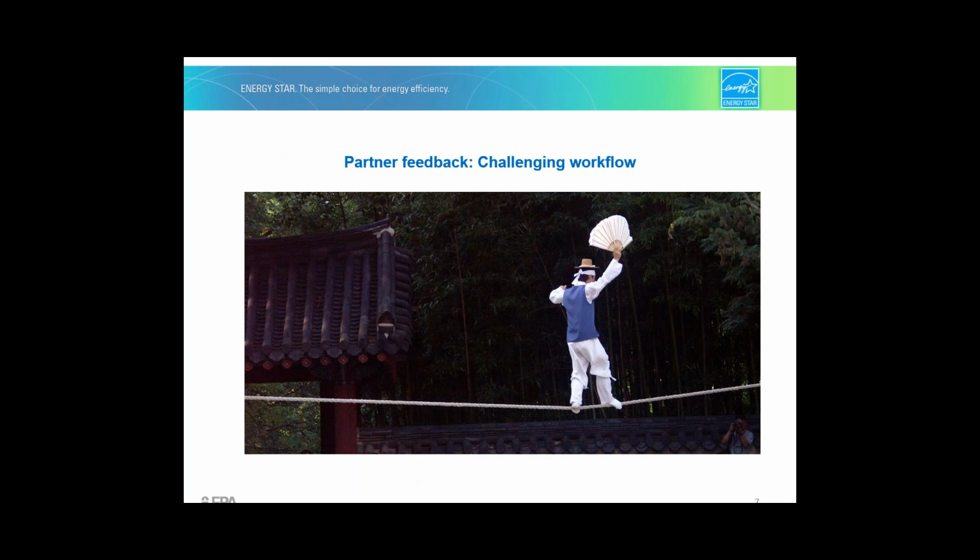The second concern we heard quite a bit about was a challenging workflow. It felt like one wrong step, even at the very end of the process, could imperil the entire certification. So this poor guy in the photo is also dealing with a challenging process, and it looks like he's carrying a fan, but it's really just the Manual J's for all the homes he's trying to certify.